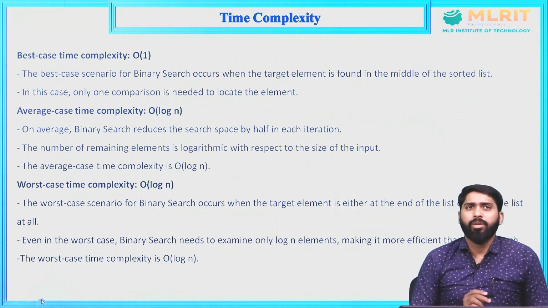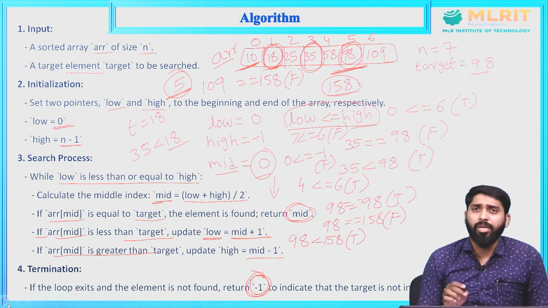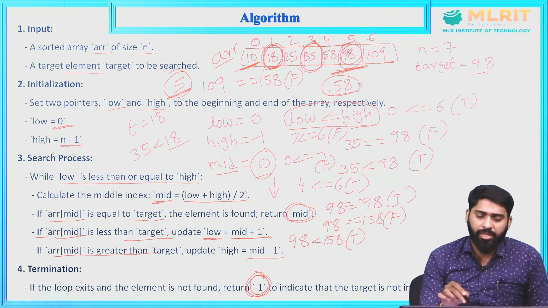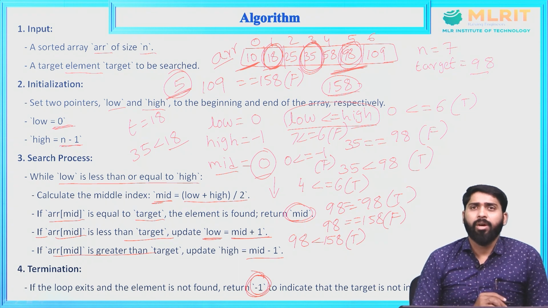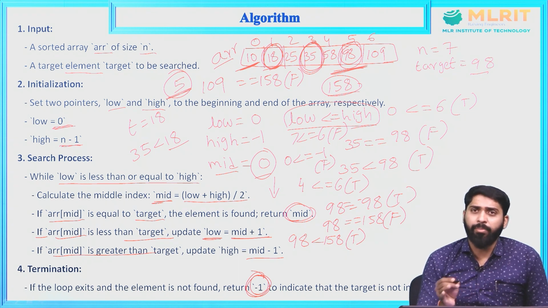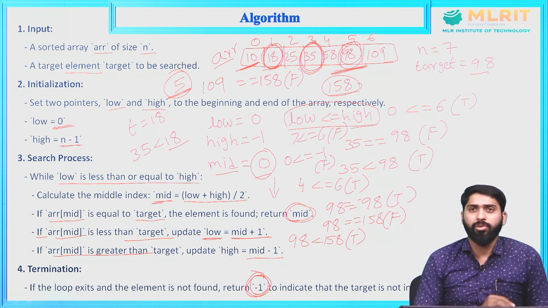So coming to time complexity, the best case is if we find the searching element in the first comparison, that is if you are searching for the mid value, in this case the mid is 35. If the target element is 35, then that is the best case. Average case is in between, so let us assume 98. So 98 is average case. If you are searching for 58 or 109, that is a worst case, or if the element is not found, that is also worst case.